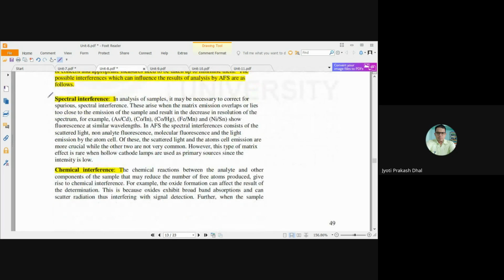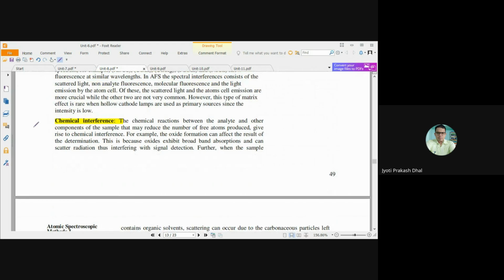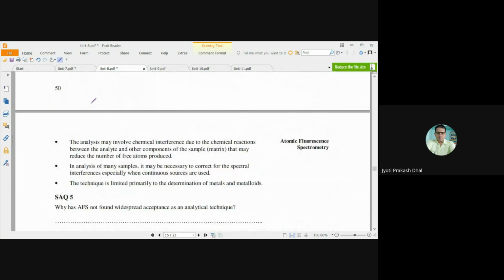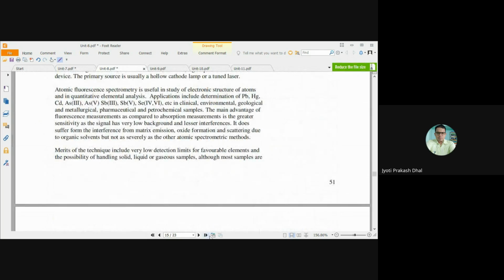So these are the spectral interference and chemical interference, and after that the merits and demerits of this technique. And then we will discuss the next analytical technique, that is called atomic absorption spectrometry.